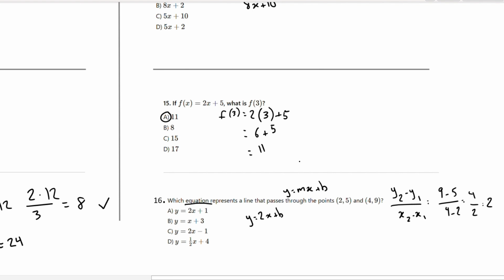So 2 would be the x coordinate, right? And 5 would be the y coordinate. So it would be 5 equals 2 times 2, which is the x coordinate, plus b. So that would be 5 equals 4 plus b. So minus 4, you get b equals 1. So that would just be y equals 2x plus 1. So it would be what? Choice A.